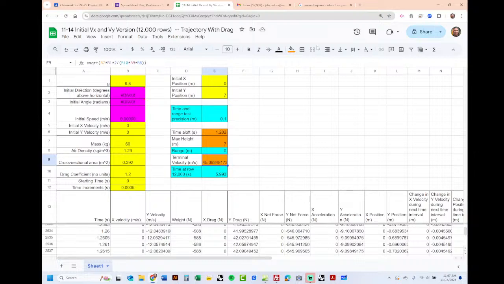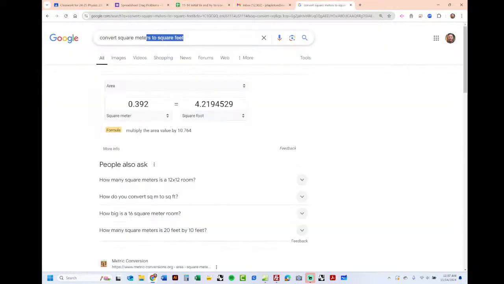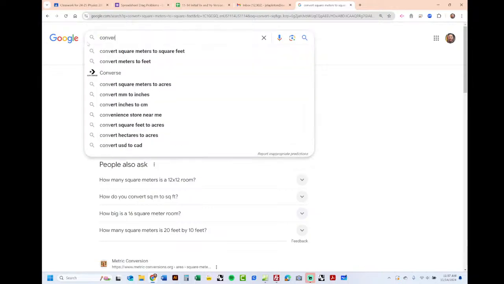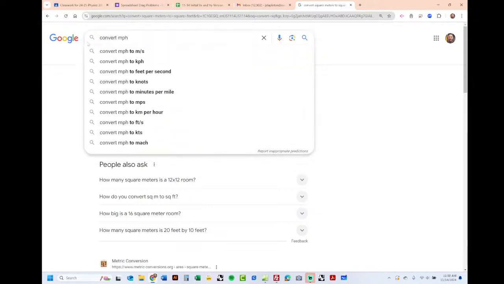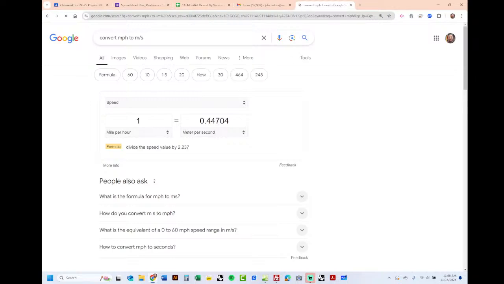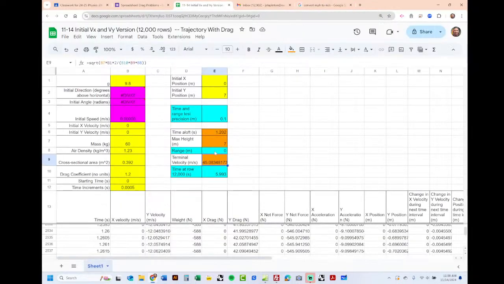6 miles per hour, what's that? All right, let's go back to Google again. Convert miles per hour to meters per second. And you know how to do this. You could just divide by 2.24. But I'm going to get a very precise answer. So 2.68224 meters per second is what I want to arrive at here.